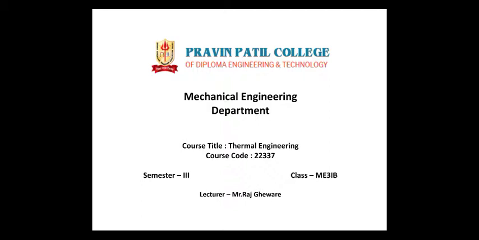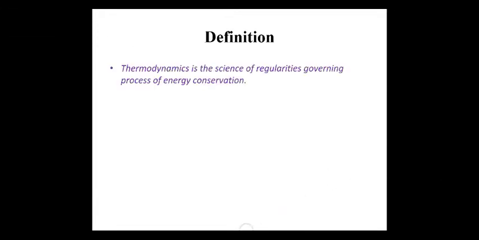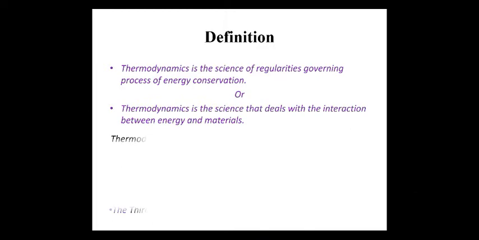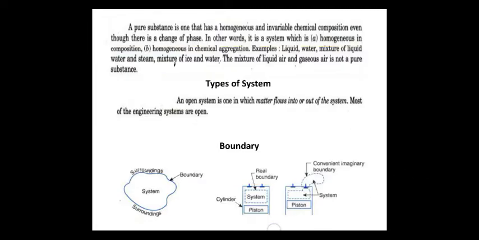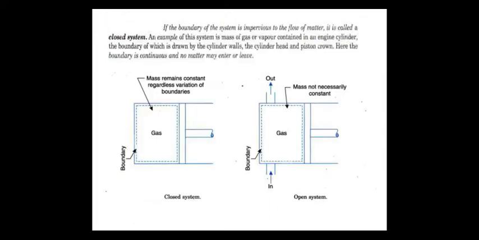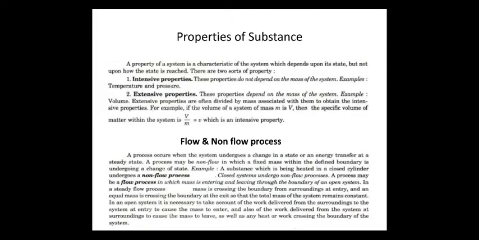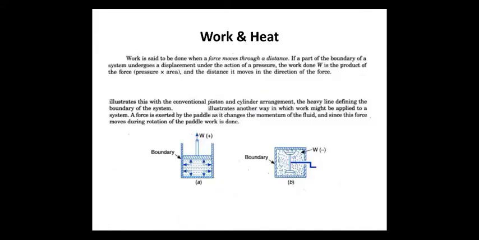Today we will be discussing the steady flow energy equation and its various applications. Before we proceed, we will check what we discussed in the first chapter. We have discussed thermodynamics, the various laws: first law, zeroth law, second law, third law. We have discussed various types of systems: open systems, closed systems, flow and non-flow processes, work and heat.